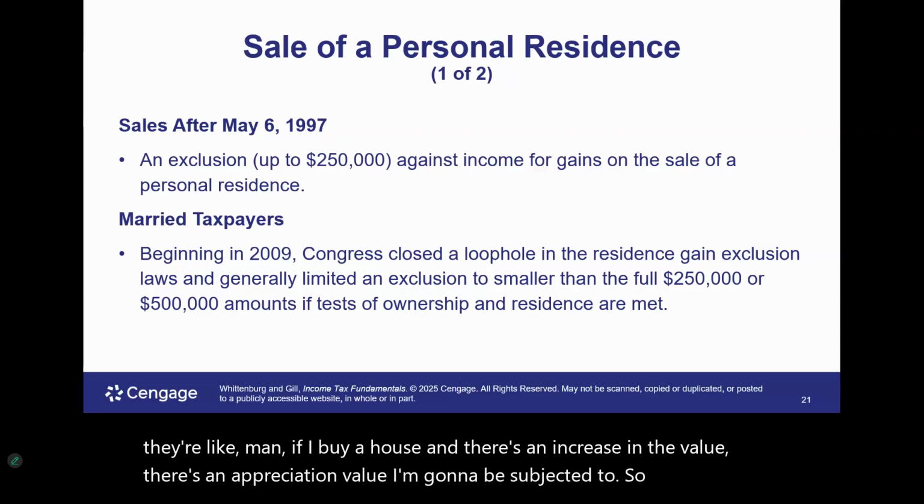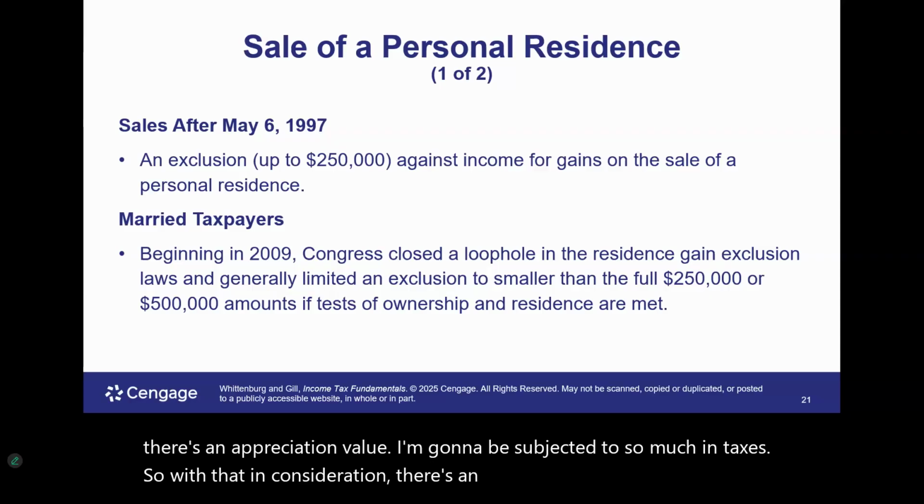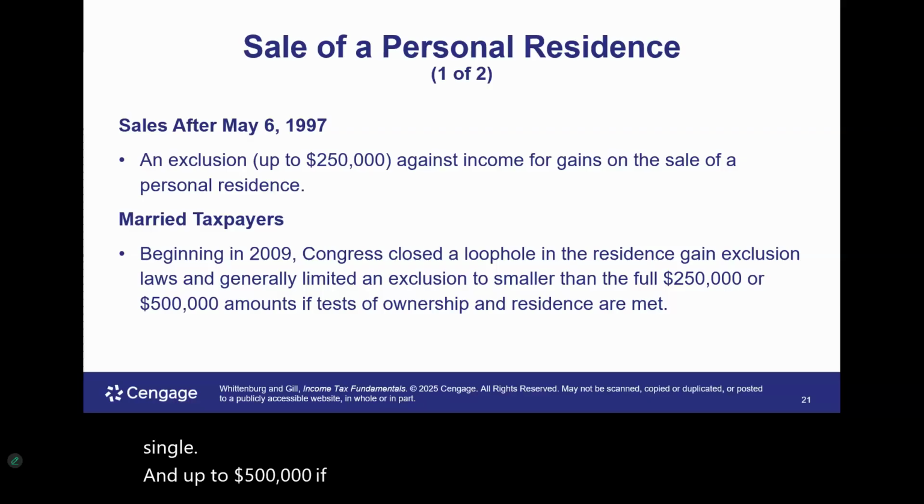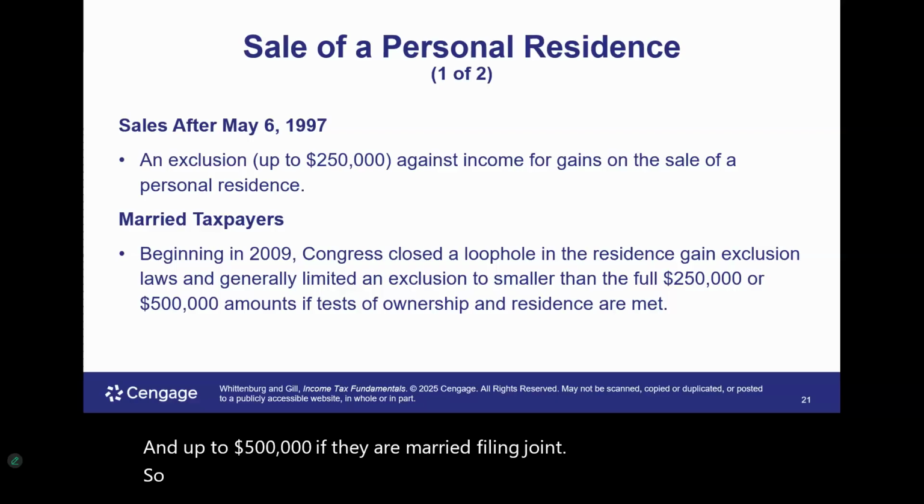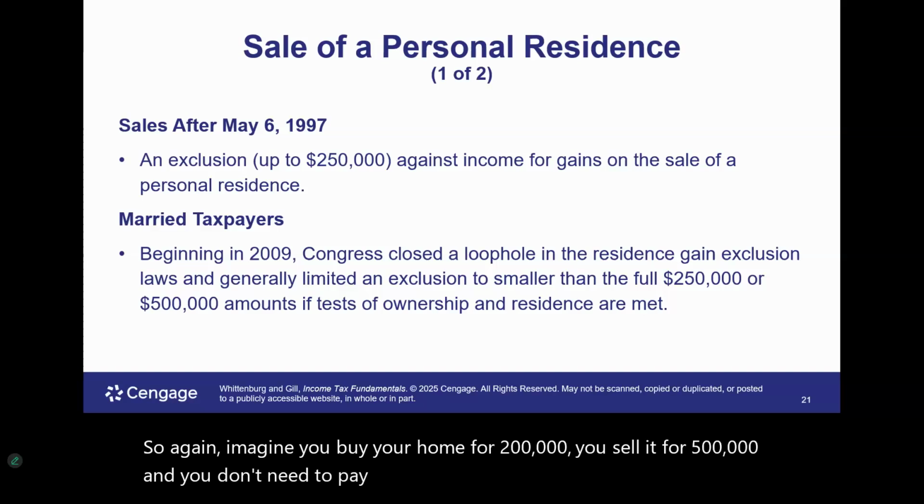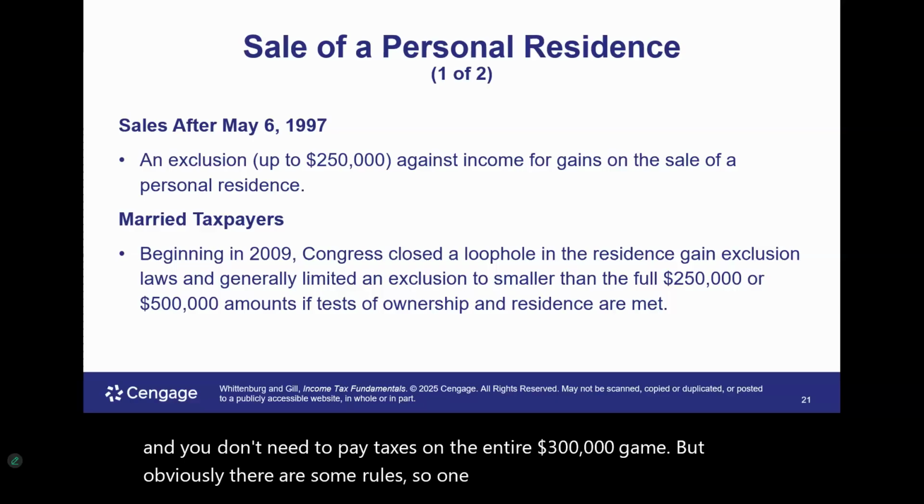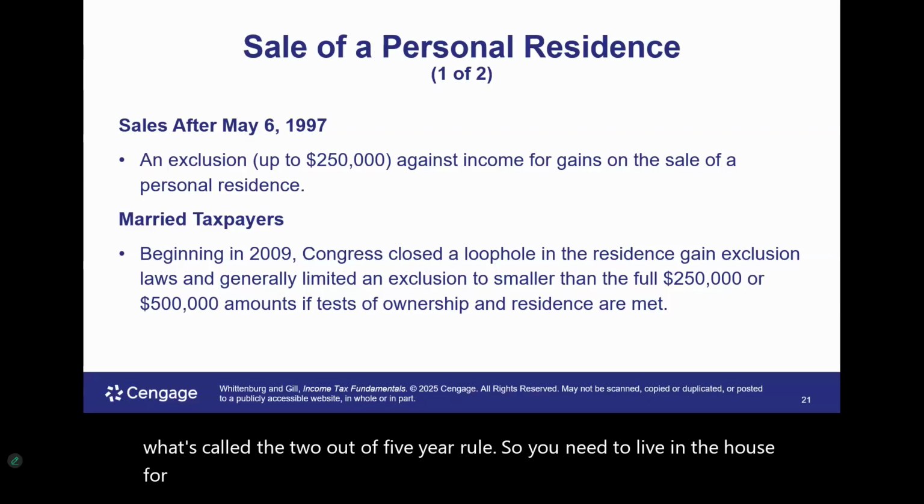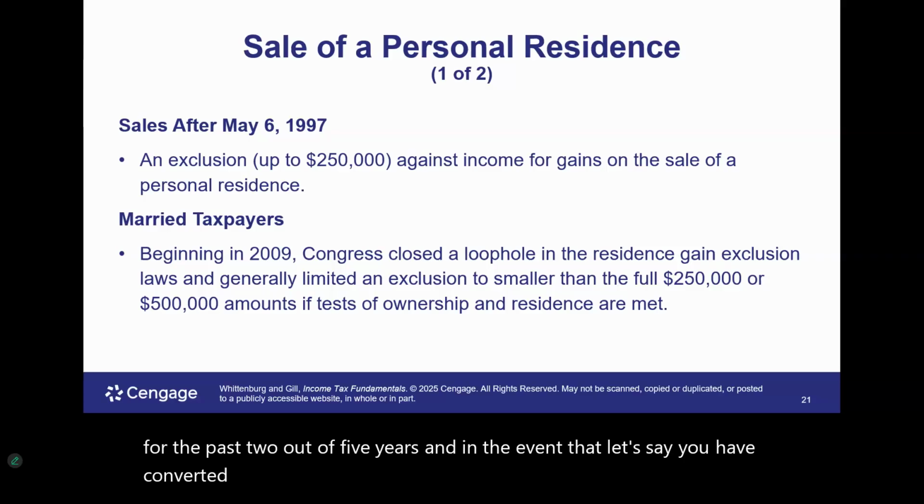So with that in consideration, there's an exclusion for sales after May 6th, 1997, where they can exclude up to $250,000 if they're single, and up to $500,000 if they are married filing jointly. So again, imagine you buy a home for $200,000, you sell it for $500,000, and you don't need to pay taxes on the entire $300,000 gain. But obviously, there are some rules. One of the rules is that you must meet what's called the 2 out of 5 year rule. So you need to have lived in the house for 2 of the past 5 years. And in the event that you have, let's say, a converted rental property, there are different rules around that.